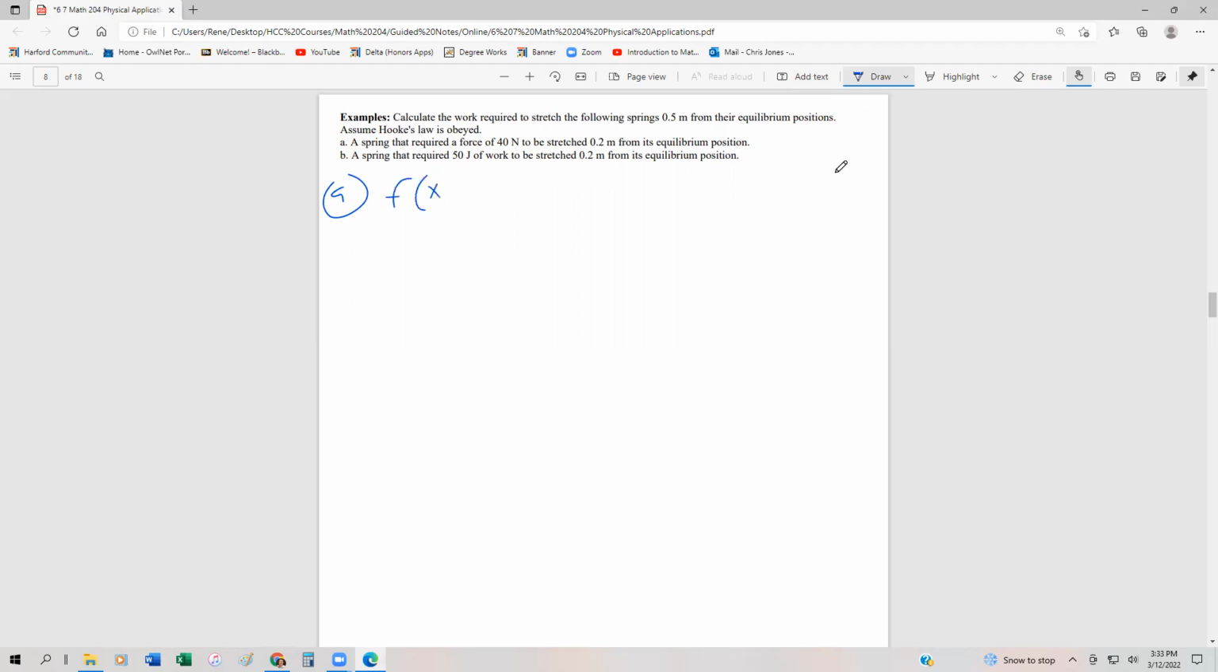Remember we have that the force is equal to a proportionality constant times x, which in this case the force is 40, stretched 0.2 meters beyond equilibrium. And so just like we did before, we're going to divide by 0.2. And I believe that should give us 200 is equal to k. All right, just coincidental that it happened both times.